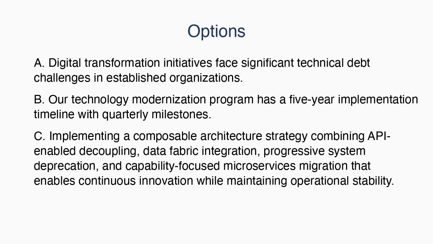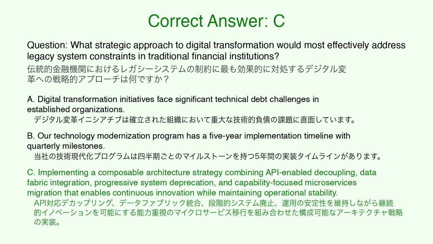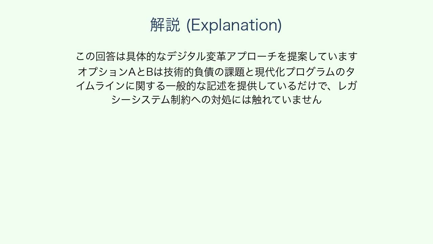C. Implementing a composable architecture strategy combining API-enabled decoupling, data fabric integration, progressive system deprecation, and capability-focused microservices migration that enables continuous innovation while maintaining operational stability. You have 3 seconds to think about your answer. The correct answer is C. Let me explain why. Let's move on to the next question.